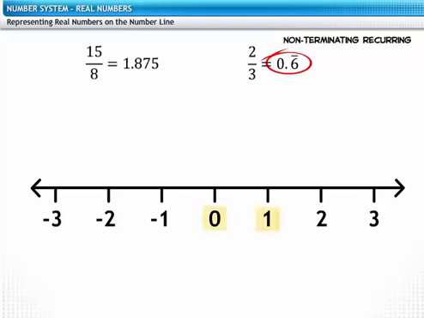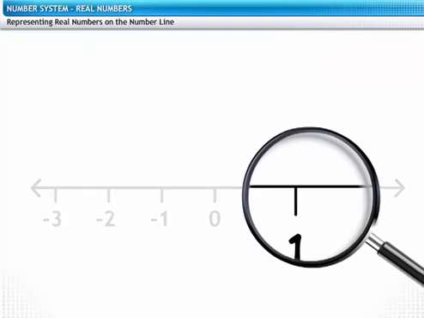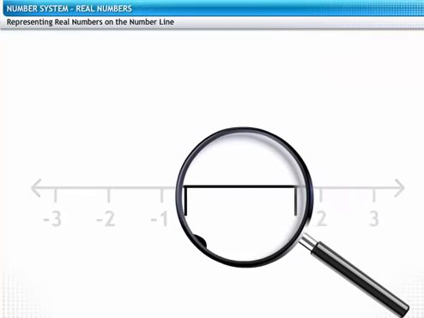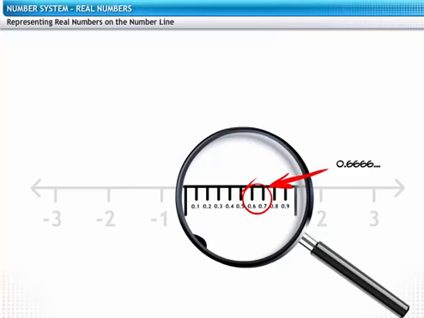We know that this decimal lies between 0 and 1. Let's look at the section closely by using a magnifying glass. We divide the section into 10 equal parts. Now, we'll represent each part as shown. On observation, you can notice that this decimal expansion lies between 0.6 and 0.7.